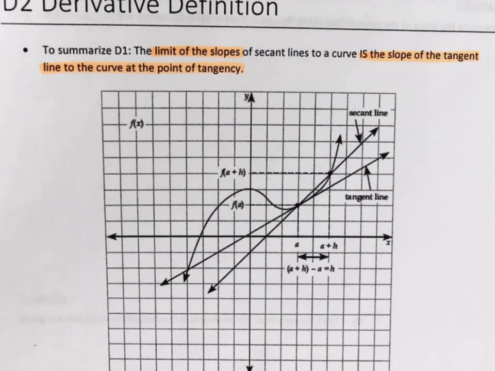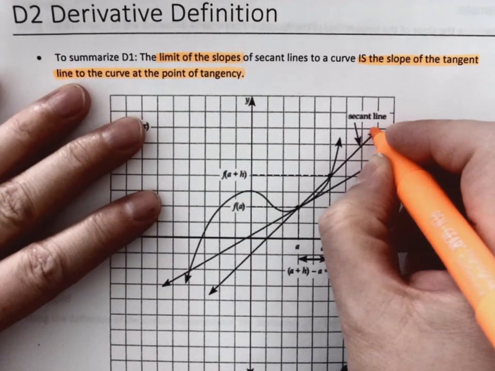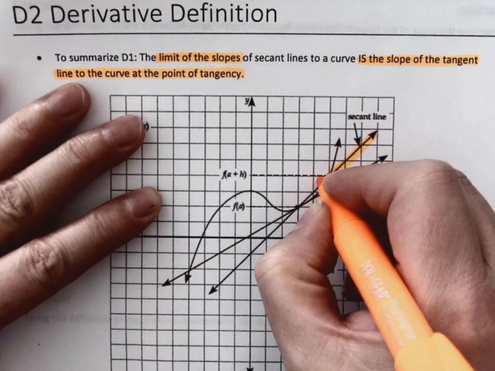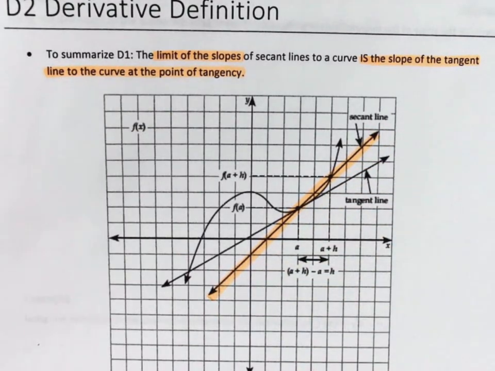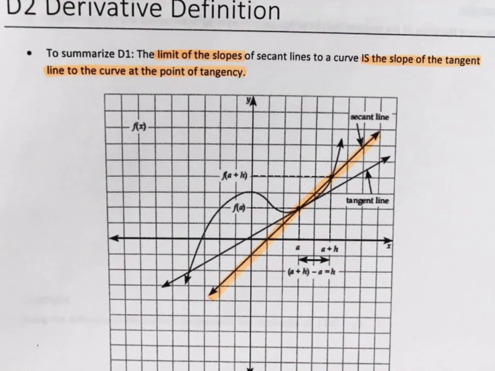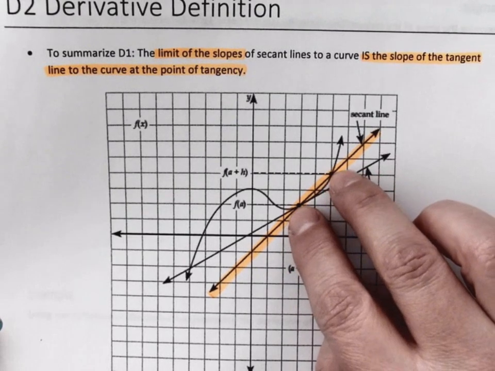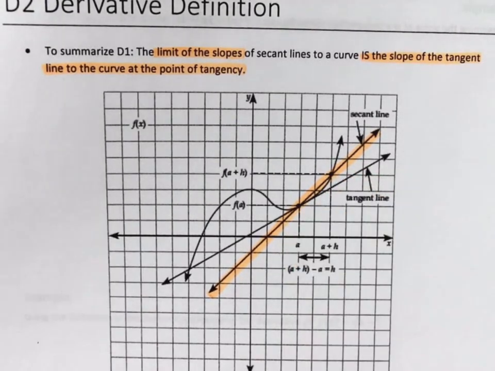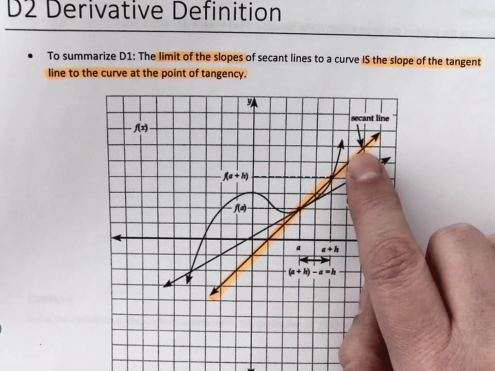Okay, so just to summarize, I'm going to use my highlighter here. This is our secant line. What's the difference between a secant line and a tangent line? A secant line has 2 points, right? So we need to use a secant line to find a slope because you need 2 points on a line. So our secant line is straight, and that's what we're measuring the slope off of.